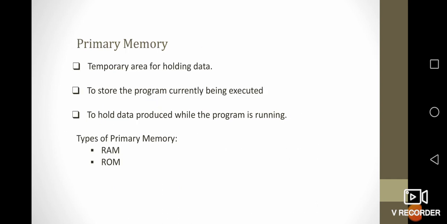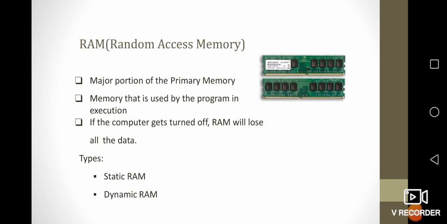Primary memory stores the data only when the power is on, that is, whenever the electricity is connected to the computer, or whenever a program is getting executed, the data is getting stored. And there are two types of primary memory, that is RAM and ROM. RAM constitutes the main part of the primary memory.